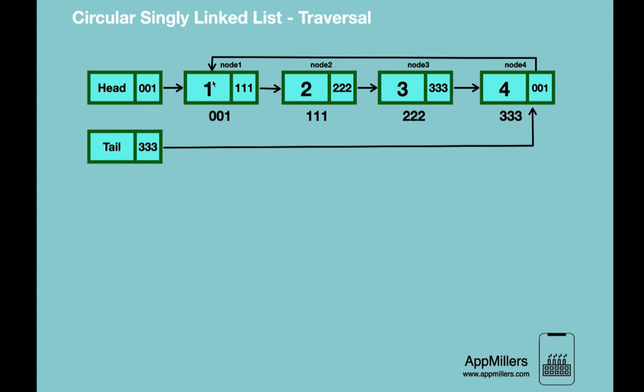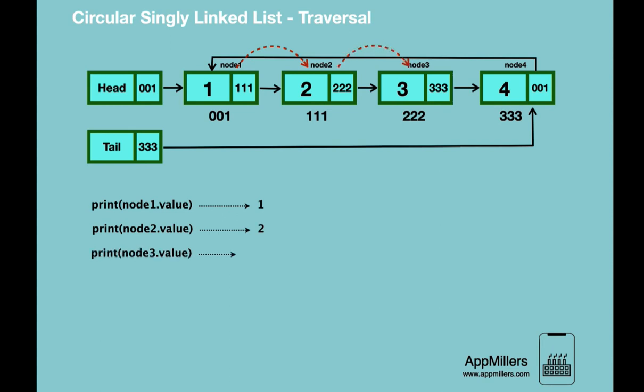So in our case, first we are printing the first node, which has the value of 1. Then we are traversing to the second node and printing its value. The second node is node 2 and the value of node 2 is 2. Then we are traversing to node 3 and printing its value. Node 3's value is 3. Here we are using a print statement to print it. Then we are traversing to the last node and printing its value. When we reach the last node, we stop. With this, the traversal of the circular single linked list is completed.